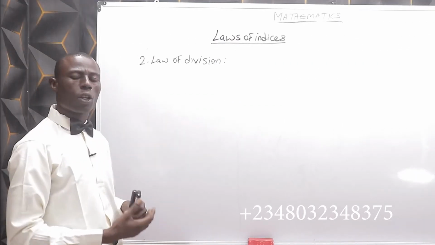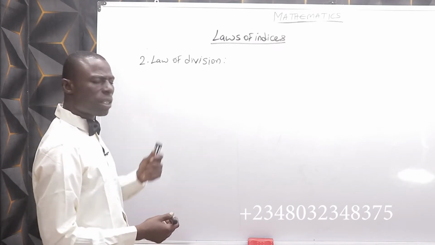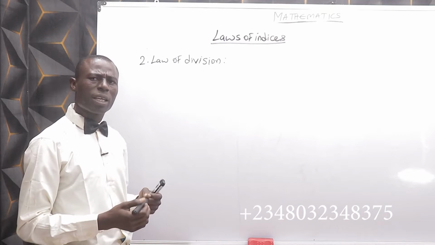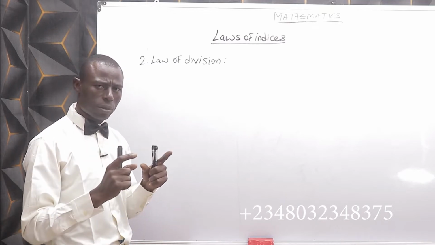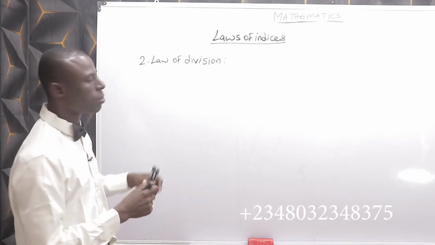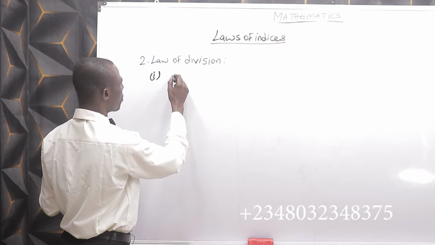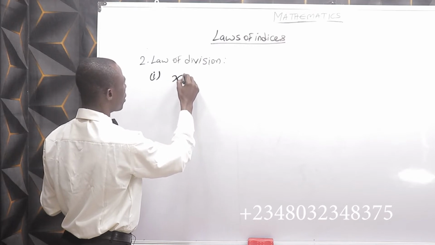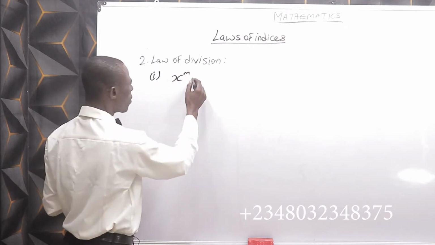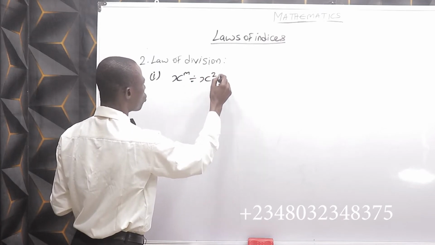The next here is the law of division. In this, the division sign changes to subtraction. Don't forget, in the power region, in the power space. So, Roman figure 1, if you have something like x raised to power m divided by x raised to power 2.